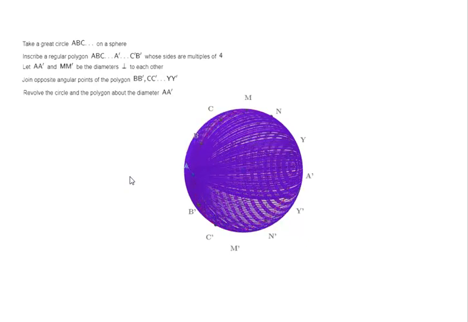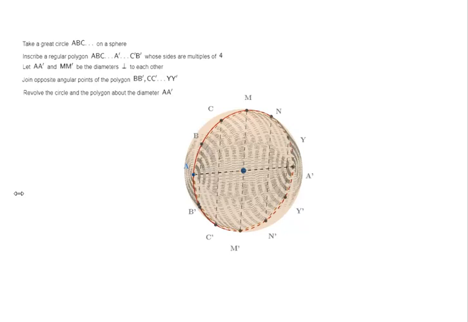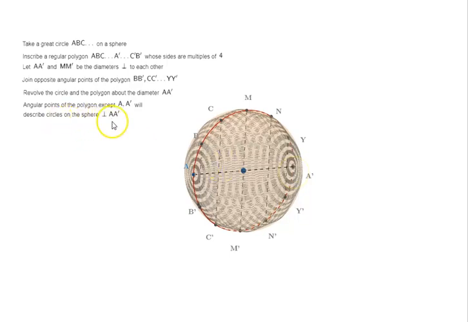As you can see, it forms the sphere when we rotate the circle about the diameter A'A. Now let's remove this, and now I'll just show you the polygon being rotated. If you observe carefully, the angular points of the polygon, except A and A', will describe circles on the sphere perpendicular to A'A.